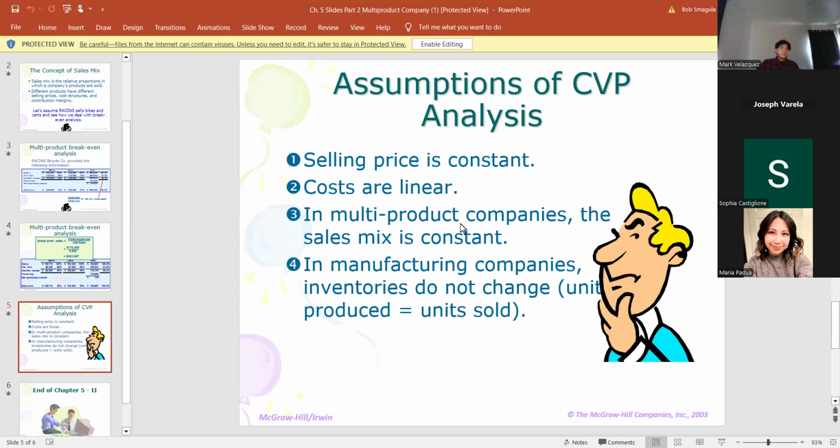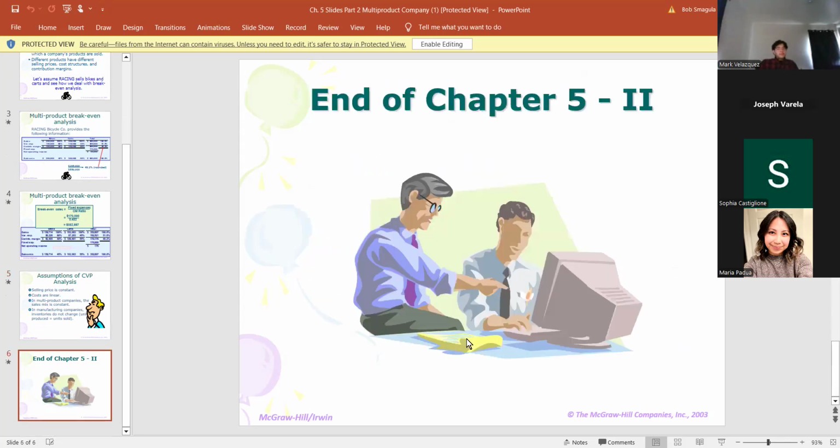In multi-product companies, the sales mix is constant. That's just an assumption we're making. And in manufacturing companies, inventories don't change until you produce or sell something. It's common sense. That was a tough bunch of slides, huh?